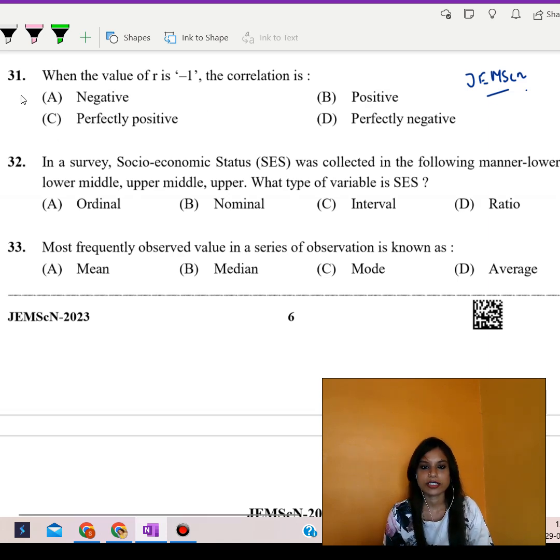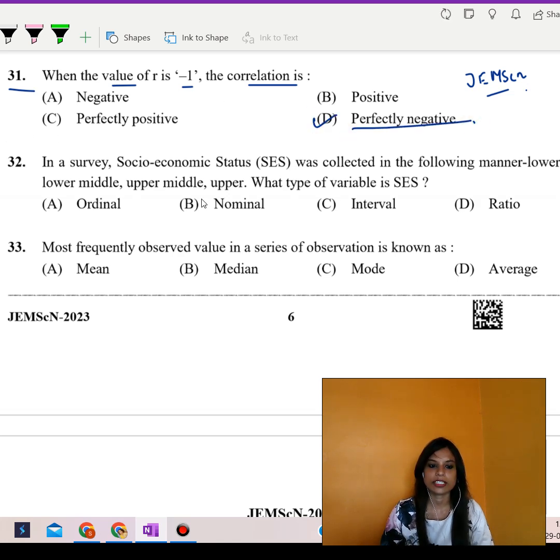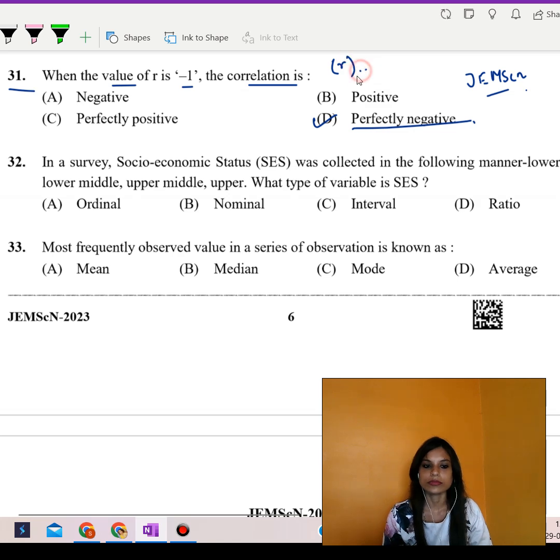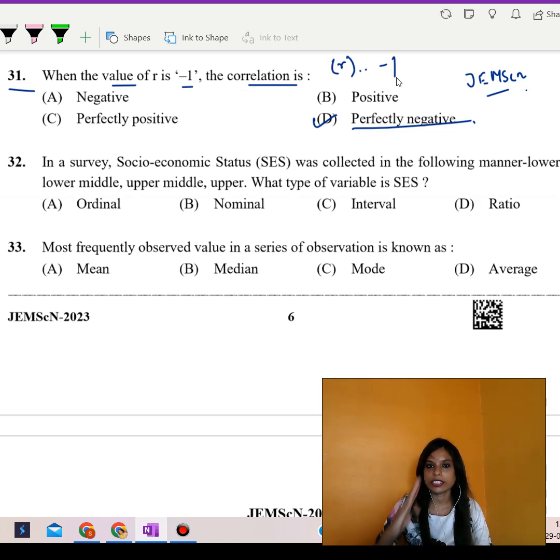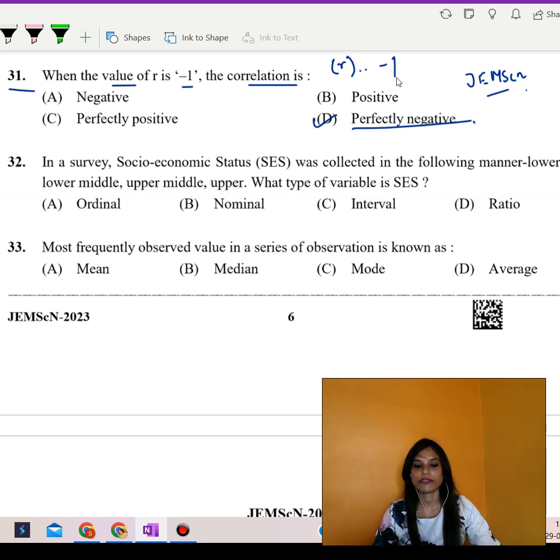Coming back to the questions, it's question number 31 that we are starting off with. When the value of r is -1, the correlation would be perfectly negative. That is option D, our correct answer. The correlation coefficient, that is r, of -1 indicates a perfect negative correlation between two variables. This means that as one variable increases, the other variable decreases in a perfectly linear fashion. So hence D is our correct answer.